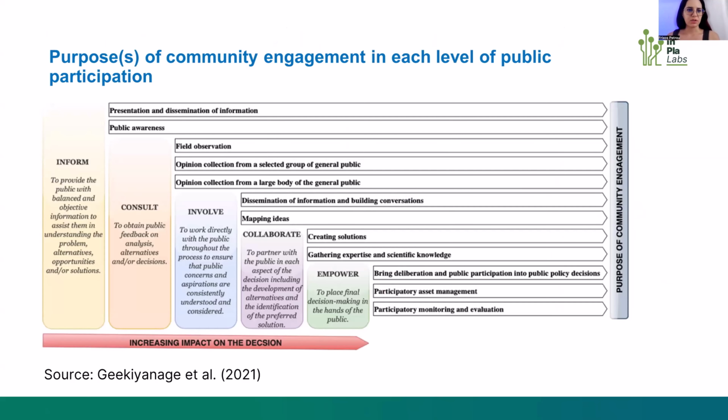Each level of participation, as we can see here, inform, consult, involve, and so on, is connected with different methods and different goals. If I just want, for example, to inform a group of people about a decision, about a plan that is going to happen in their neighborhood, I can use presentations or different dissemination means like leaflets, or do a public awareness event and invite the general public to this kind of presentation.